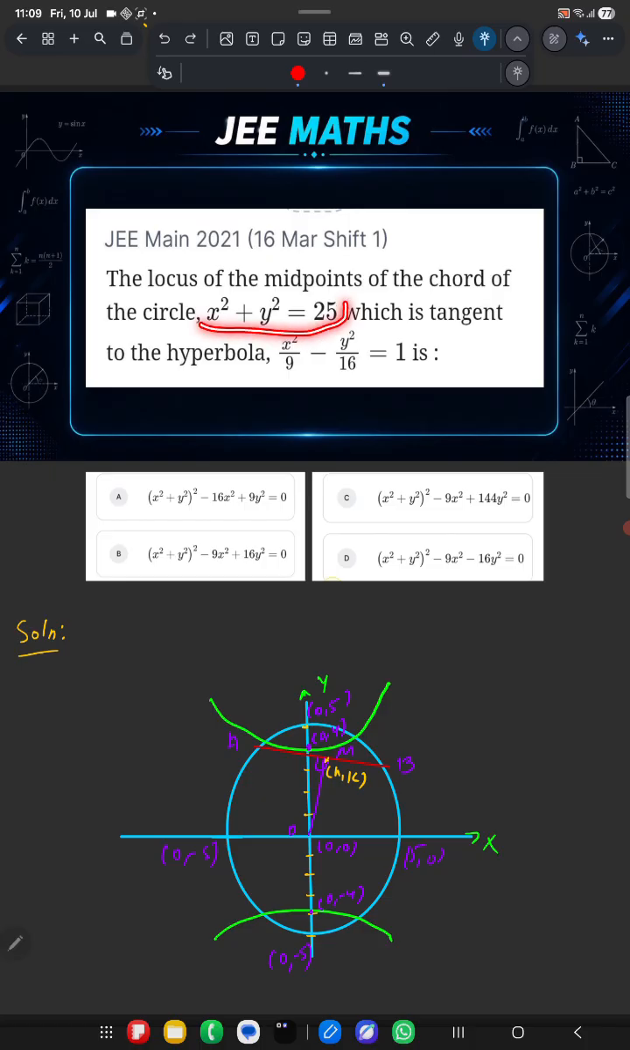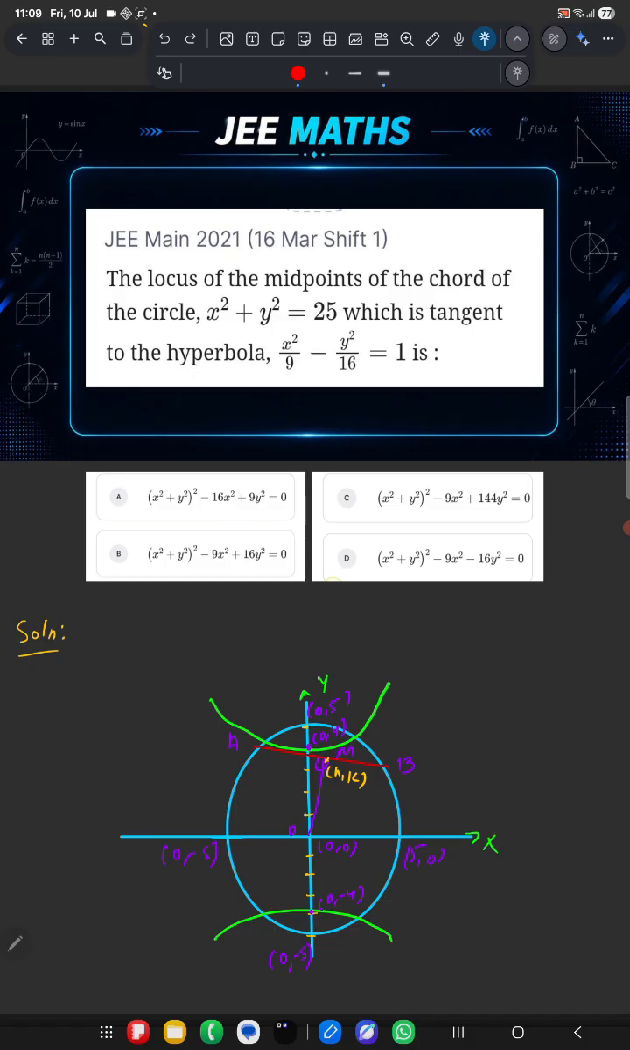there is one circle given whose center you can understand is 0, 0 and radius is 5. So roughly I have drawn this diagram. This is your circle. Okay, center is 0, 0 and 5 is your radius. Okay, can you see this?